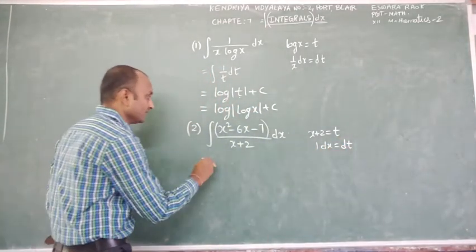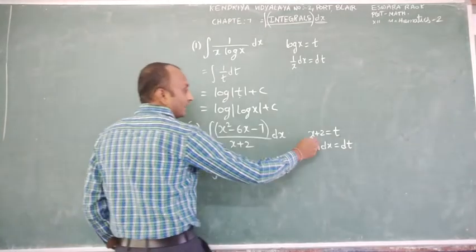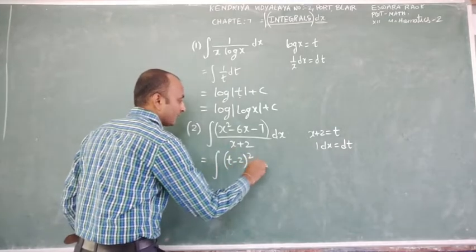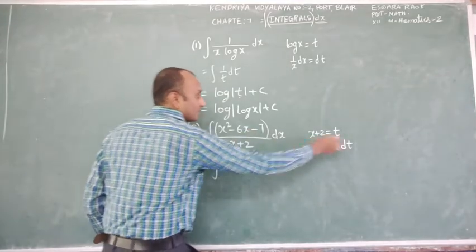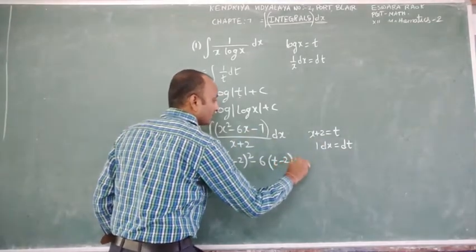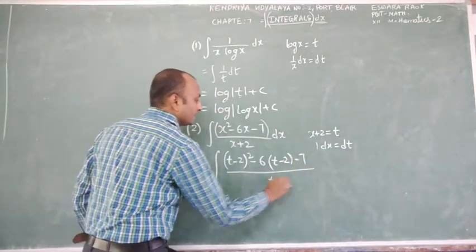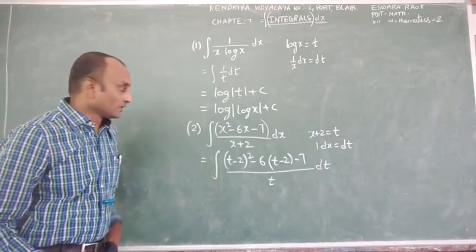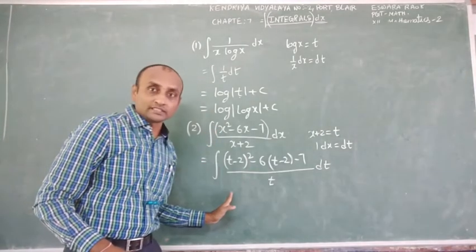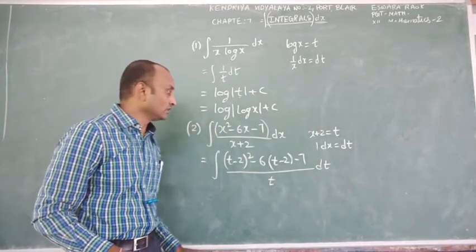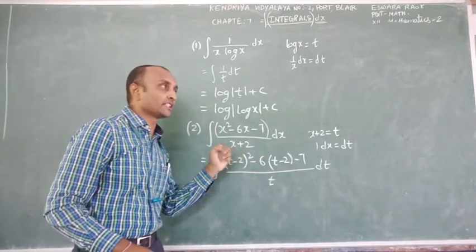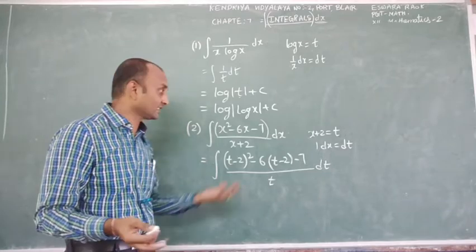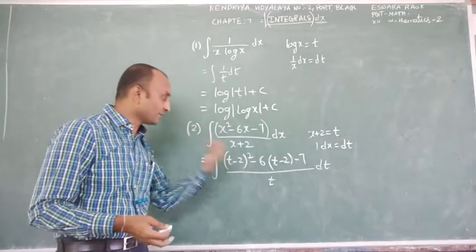So what we do is integration of x plus 2 substituted as t, so (t minus 2) whole square minus 6x, where x can be substituted as t minus 2, minus 7, by t into dt, because dx and dt are same. Now, since it is not a factor, we do it in this method. This method is useful not only when x plus 2 is in the denominator, but also when (x plus 2) whole square, (x plus 2) whole power 4, or root over x plus 2 is there. This method is very useful. Why? Because I will tell you.